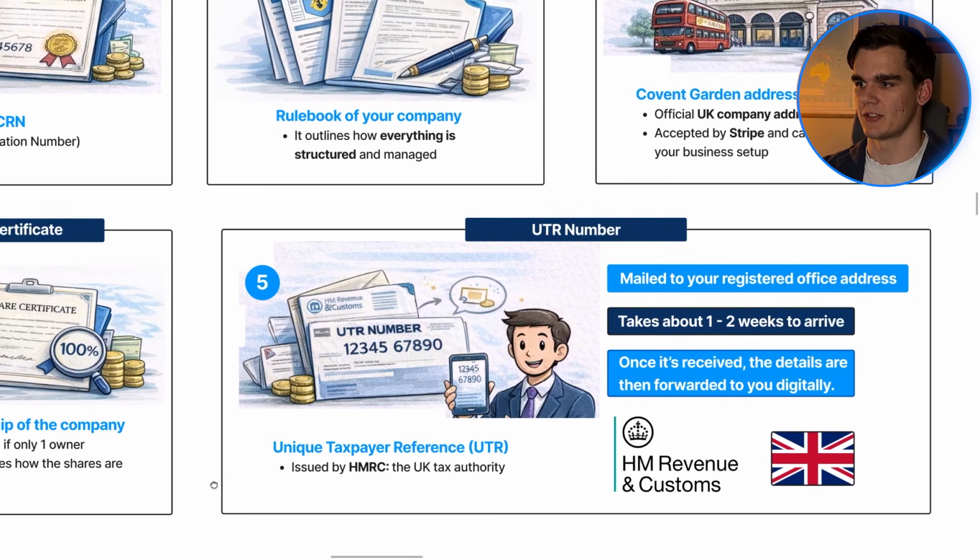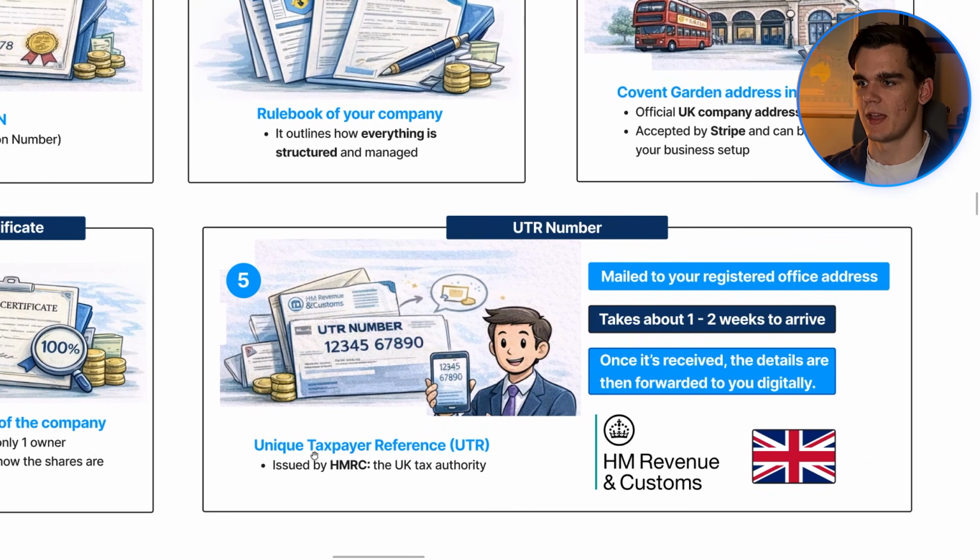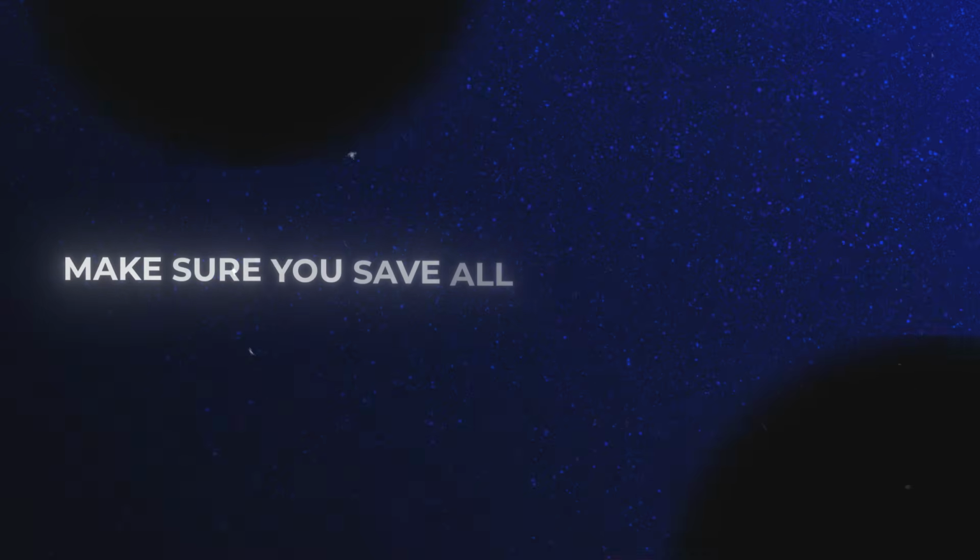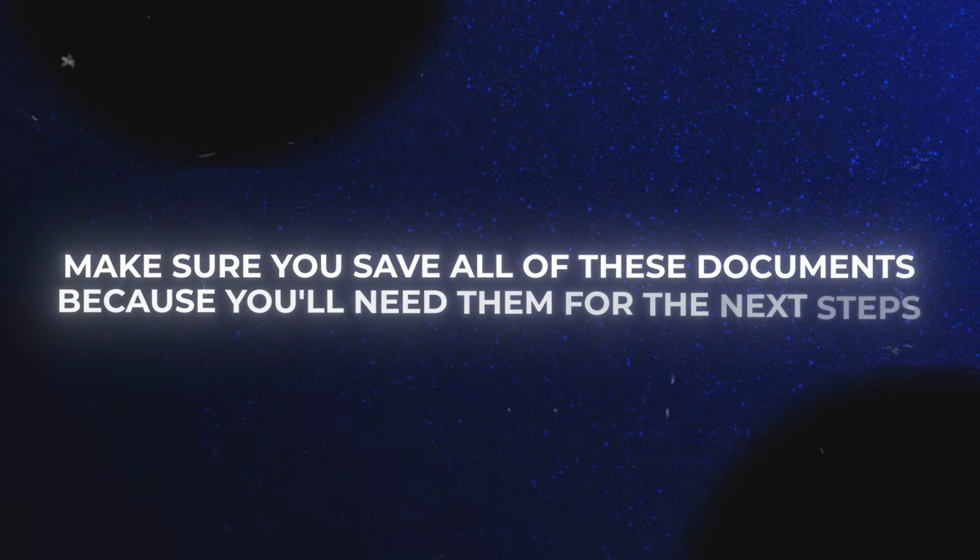Now finally, there's the UTR number, which stands for Unique Taxpayer Reference. This is issued by HMRC, the UK tax authorities. The UTR is usually mailed to your registered office address and takes about 1 to 2 weeks to arrive. Once it's received, the details are then forwarded to you digitally. Make sure to save all of these documents because you need them for the next steps.